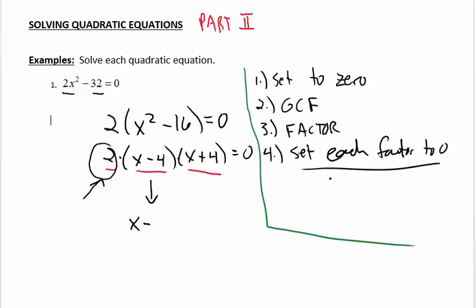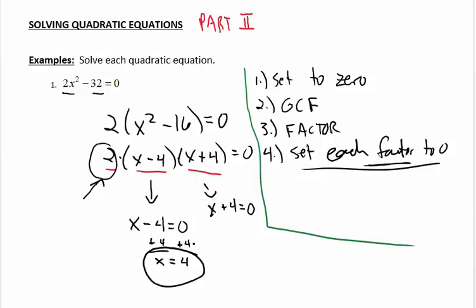I will only set each factor to 0 if there's an x term in it. So we could clarify that statement: set each factor with an x term, or with a variable in it, to 0 and then solve. And in this case I have 2 easy solutions. I add 4 to both sides, I get plus 4, and this one you'll see is negative 4. What's new about that one is this factor. That is a factor, it is 2, but it doesn't have a variable, so it's not going to affect my solutions. Only these 2 factors will give me 2 solutions.